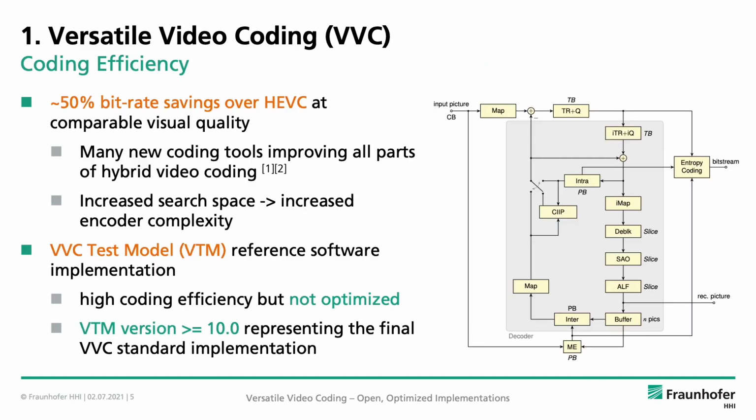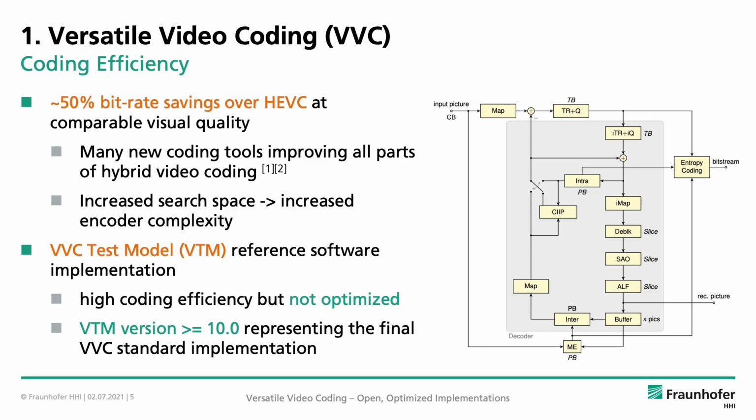So the 50% bitrate savings over HEVC at comparable visual quality are achieved by many new coding tools that improve all parts of the hybrid video coding design, where you can see a block diagram here on the right side of the slide, which is the same basic principle since the first video codec standards H.261, MPEG-1, MPEG-2. But the new tools come with new modes and new options, which increase the search space at the encoder that results in an increased encoder complexity.